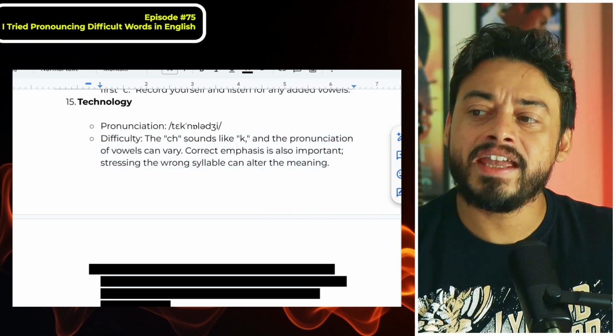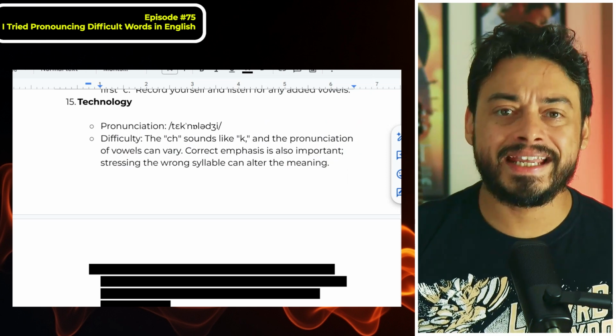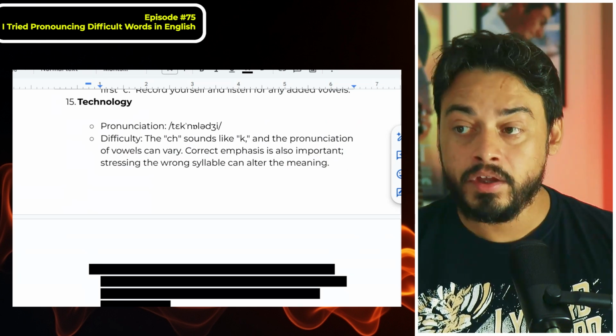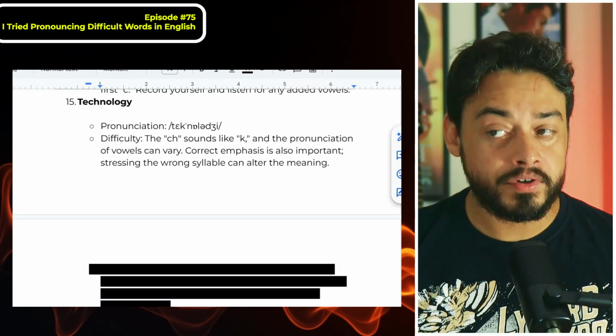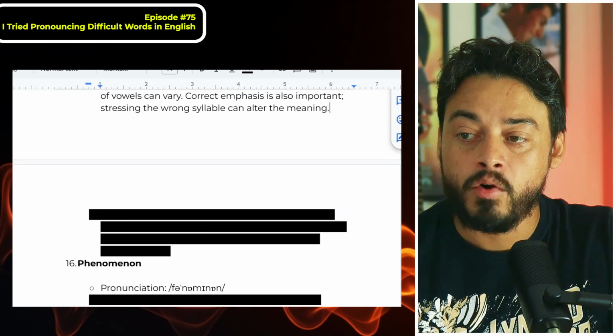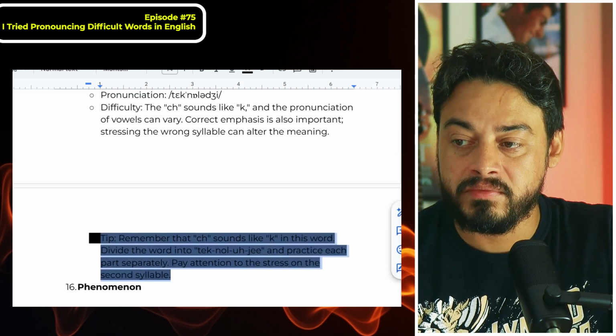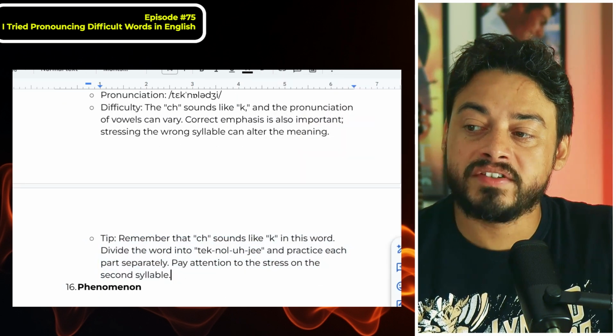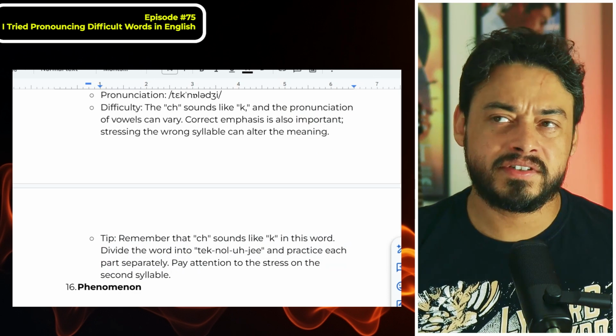The CH sounds like K here, tech, right? And the pronunciation of vowels can vary. Correct emphasis is also important. Stressing the wrong syllable can alter the meaning or just make it unrecognizable. All right? And here's the tip. Remember that the CH sounds like K, like tech, not tech.